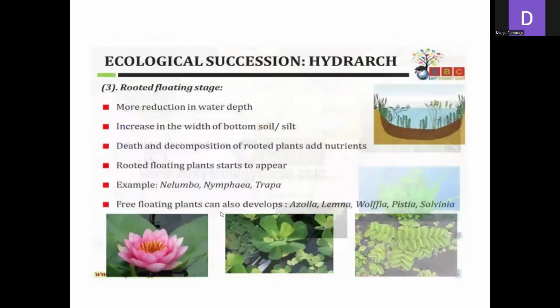So next, after the death and decay of this rooted submerged stage, the next stage, that is the rooted floating stage, is observed. There is more reduction in the water depth and an increase in the width of the bottom soil or silt, and the death and decomposition of rooted plants add nutrients. So rooted floating plants start to appear.